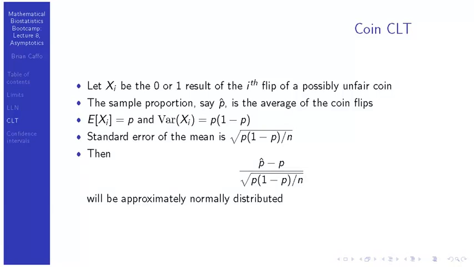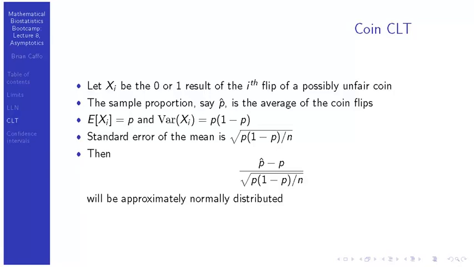So let's take another instance of the central limit theorem from flipping coins. So now instead of a die, I have a coin, and I want to evaluate the average of a bunch of coin flips. So let x_i be the 0 or 1 result of the ith coin flip of a possibly unfair coin where p is the true success probability of the coin. And the sample proportion, say p hat, is just the average of the coin flips, right? The p hat is, in this case, the percentage of ones, and the average of the x_i's is the same thing, of course. So remember that the expected value of the x_i's is p, the true success probability of the coin.